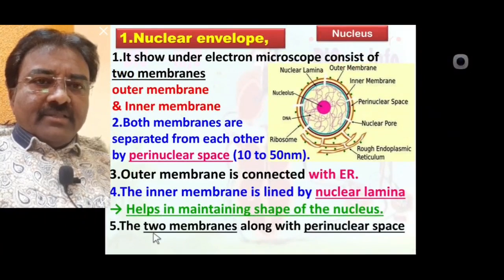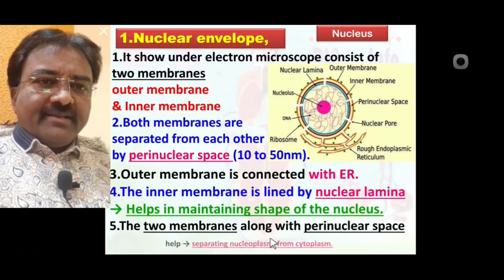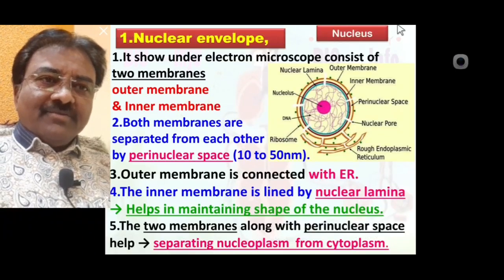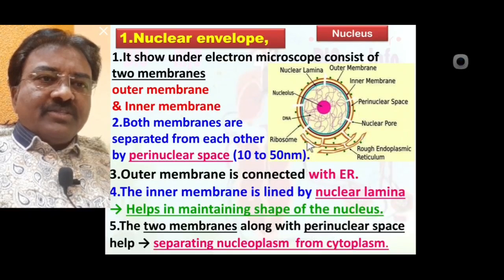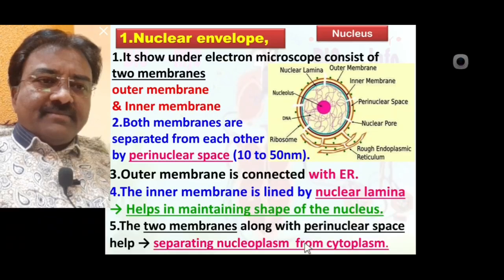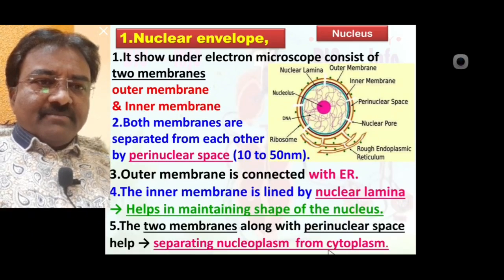Number 5, the two membranes, means outer and inner, along with the perinuclear space present in between them, help separate the nucleoplasm from the cytoplasm. The nucleus is present in the cytoplasm, so the nucleoplasm is separated from the cytoplasm by both the outer and inner nuclear membranes with the perinuclear space in between them. So both plasms, cytoplasm and nucleoplasm, are completely separated. The cytoplasm contains a number of cell organelles, also the nucleus, but the nucleoplasm contains nuclear material.